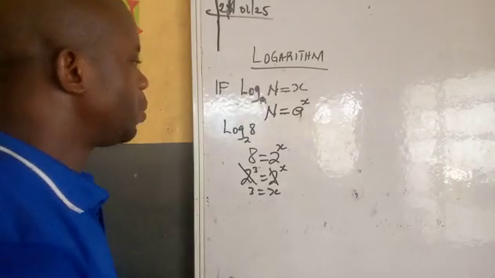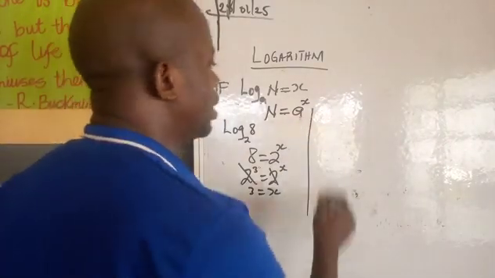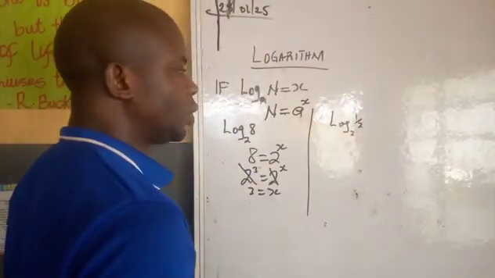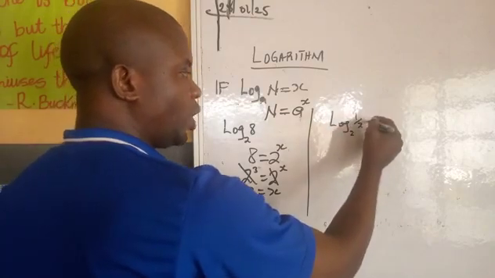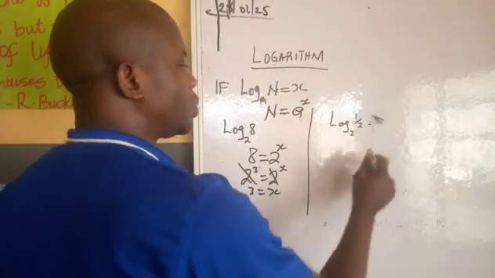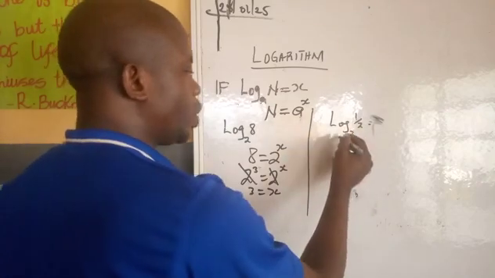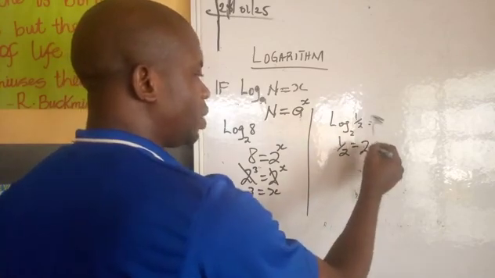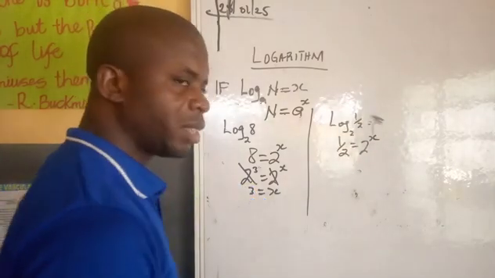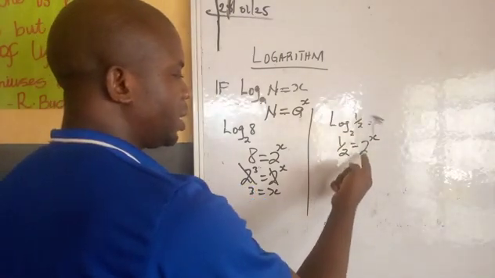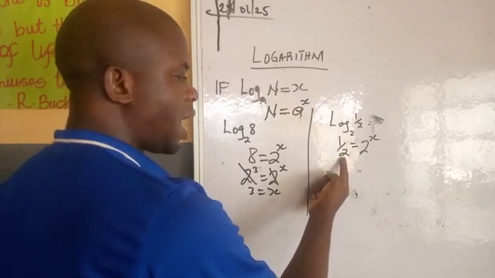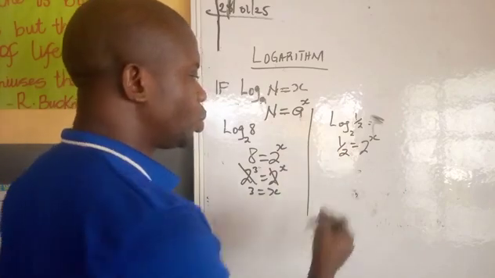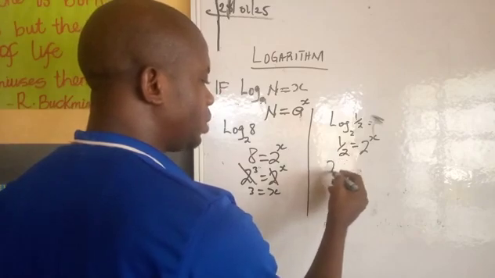Now, let me give you one more example. Let's assume we have log 1 over 2 base 2. There is no equal sign x here, so you put it yourself. So what are you going to do first? The 1 over 2 will come down, equal sign, then the base raised to power x. How can you ensure that the value here has base 2? Because this is 1 over 2. How can we make it have base 2? We just say 1 over 2 is the same thing as 2 raised to power minus 1.